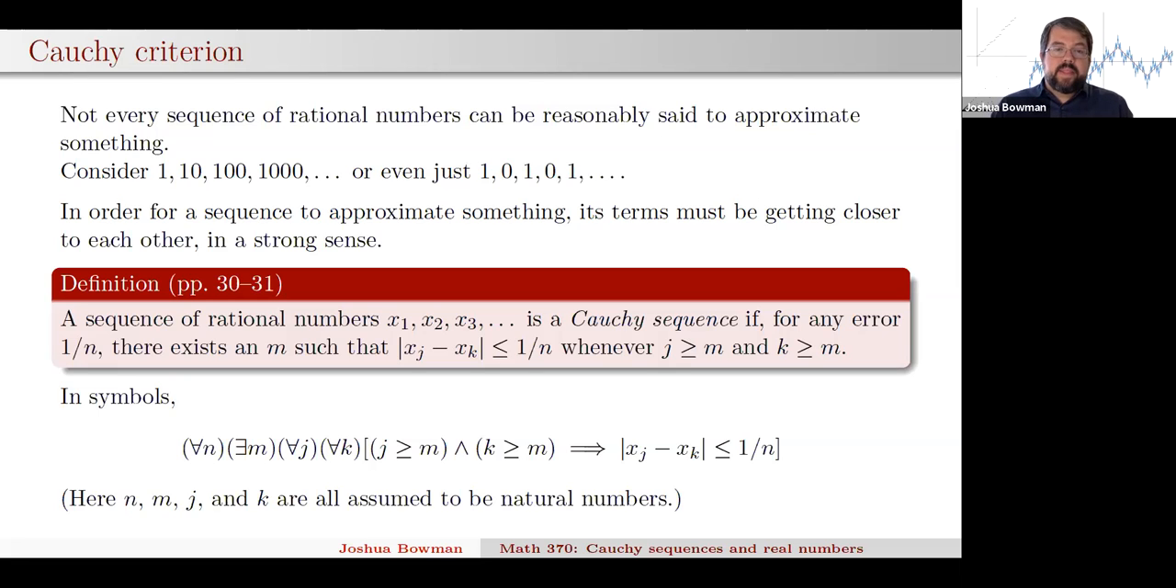Now, I won't do this often, and you won't ever see the book do this, but I've also written this definition out symbolically just to highlight a couple of things. And the main thing being that this is a definition that has 4 quantifiers in it.